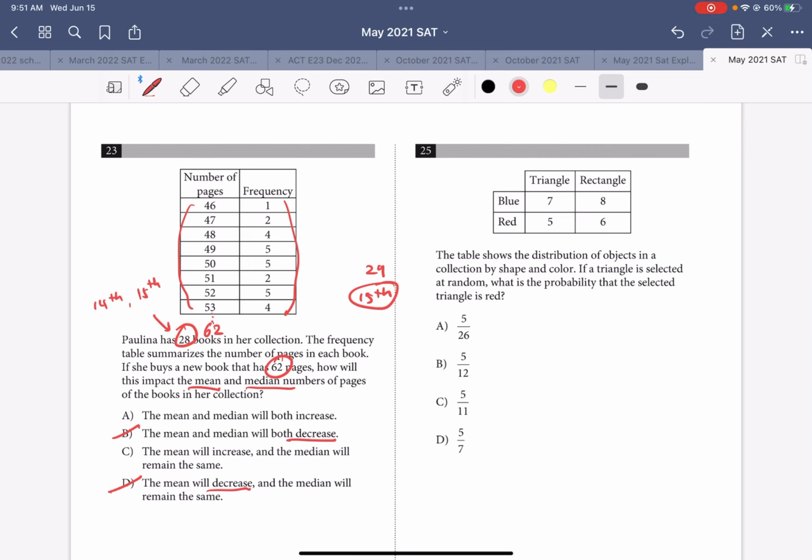The average of the 14th and 15th data is your median, but after you add the 62, the 15th one is your median. So let's count it. Where are the 14th and 15th located? When you add up to here, that's 12. And the 14th and 15th are located here, because after that you have all of them at 50. So it's not going to change. The 14th and the 15th are both 50 pages. So it should remain the same. So C is the right answer.